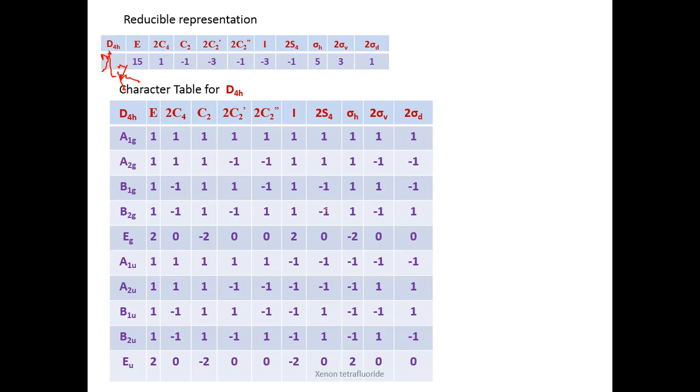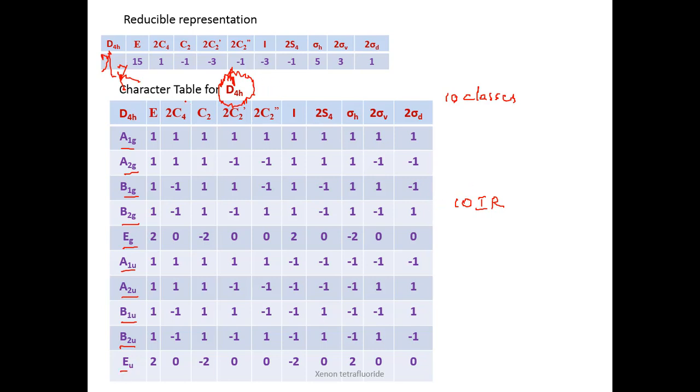So what we have written below this is the character table for the point group D4h, and here what we find is 10 classes totally, and since there are 10 classes, the number of irreducible representations present will be 10 irreducible representations, namely A1g, A2g, B1g, B2g, Eg, A1u, A2u, B1u, B2u, and Eu. These are the irreducible representations present.